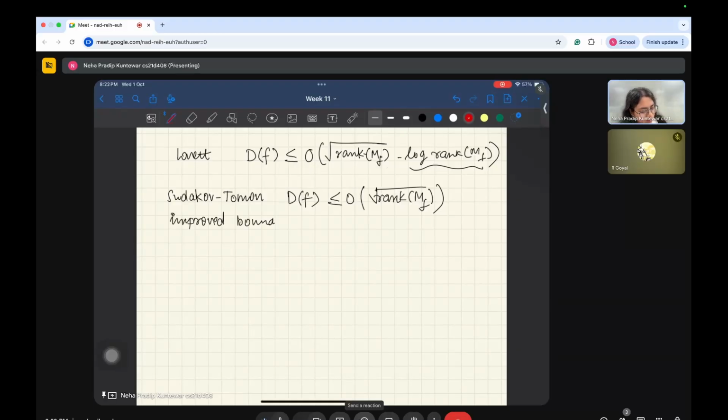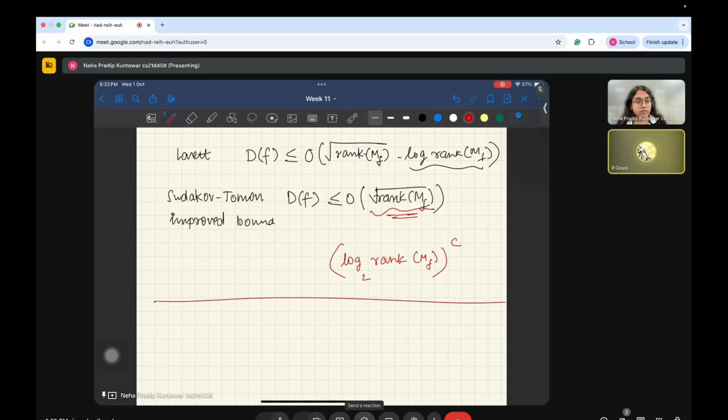We want to show something like log of rank of M_f to some power c, but the best that we know is just rank to the 1 by 2. So there's an exponential gap here. We want something polynomial in the logarithm, but what we know so far is far from the conjecture. Yeah, that's the story.